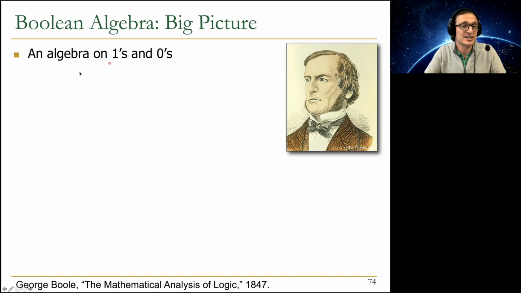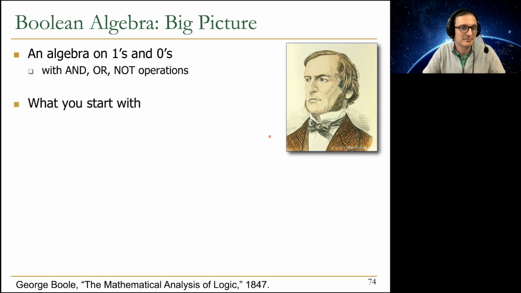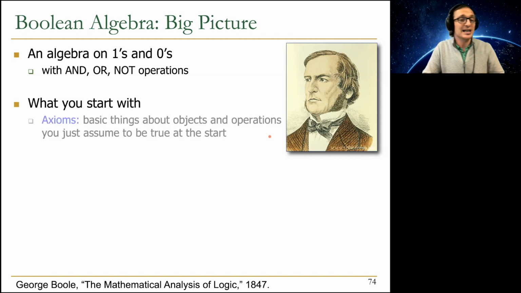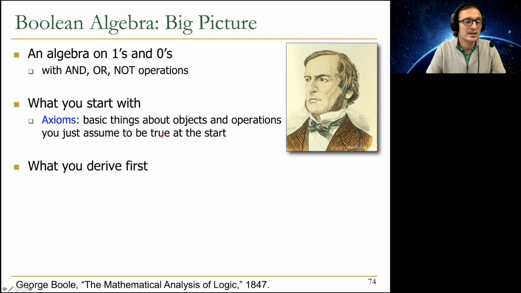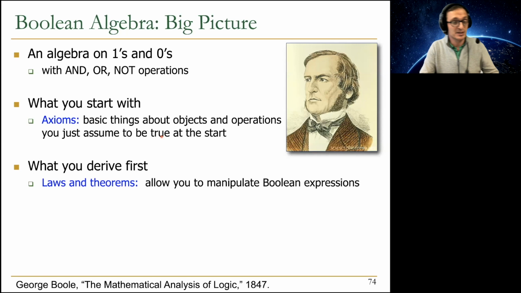So basically, Boolean algebra is an algebra on ones and zeros with AND, OR, NOT operations. It could be just NAND, actually, but AND, OR, NOT is fine. What you start with is axioms. These are basic things about objects and operations that you just assume. That's what an axiom is, assumed to be true. And then you derive laws and theorems, which we will see. This allows you to manipulate Boolean expressions.